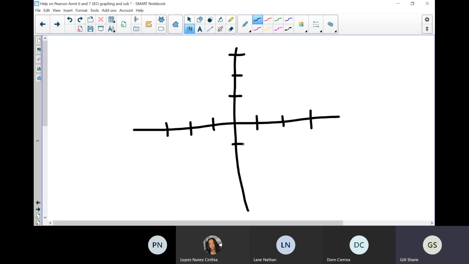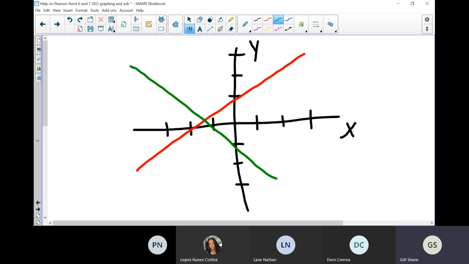So if we have a graph, this center point right there is 0, 0. Actually, yeah, so this is 0, 0 right here. This is 1, 2, 3, 1, 2, 3, -1, -2, -3, -1, -2, -3. This is the x-axis. This is the y-axis. So if I have two lines, we'll draw them in different colors again. They're not going to be straight. So there's a line, and we'll do this one in green, and there's a line.